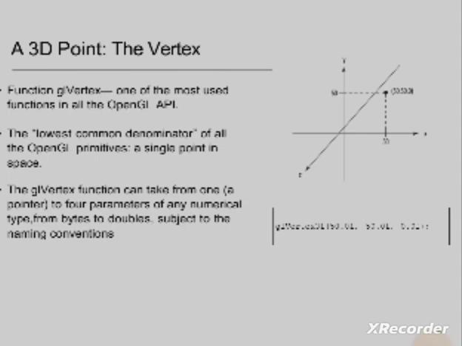So, a 3D point, the vertex. The function glVertex is one of the most used functions in the whole OpenGL API. The lowest common denominator of all the OpenGL primitives is a single point in space. The glVertex function can take from one to 4 parameters, or a pointer, of any numerical type from bytes to doubles, subject to the naming conventions. So this is the diagrammatic representation of that.